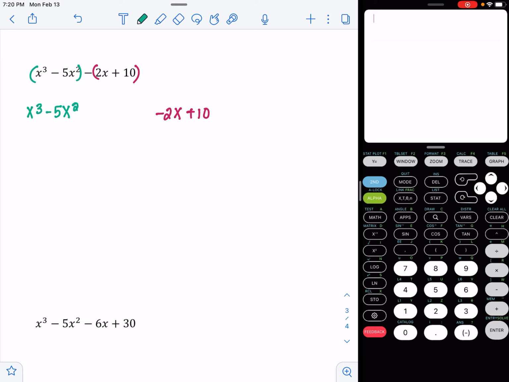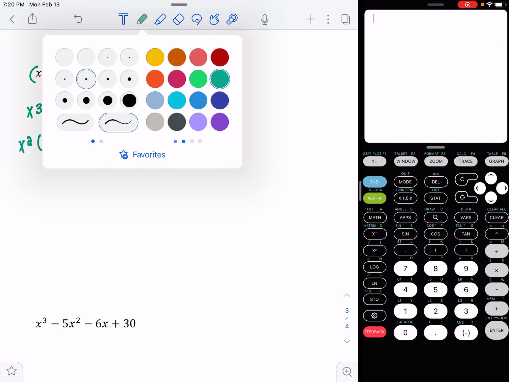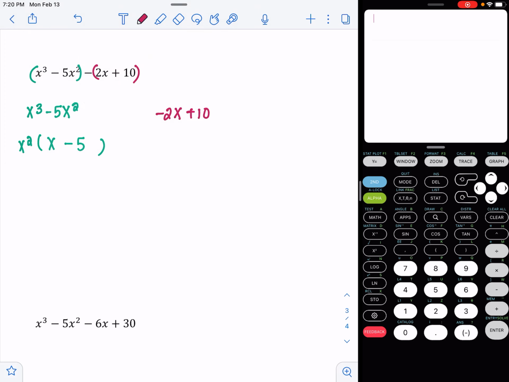So in this first group over here, my GCF between x cubed and negative 5x squared is going to be x squared. We're going to try to factor that out. X cubed divided by x squared is just x. Minus 5x squared divided by x squared is just 5. On this other side, I have negative 2x plus 10. Again, very big hint. I should not be factoring out any x's. So I'm just looking at the negative 2 and the 10.